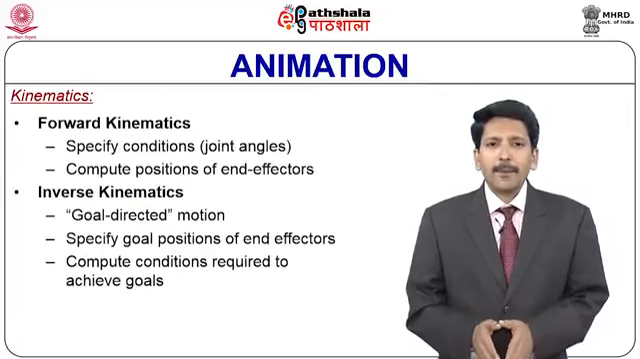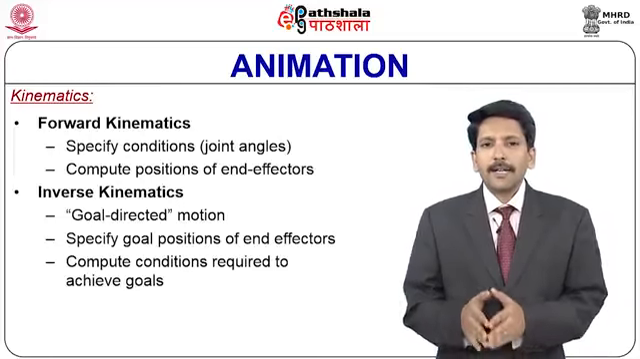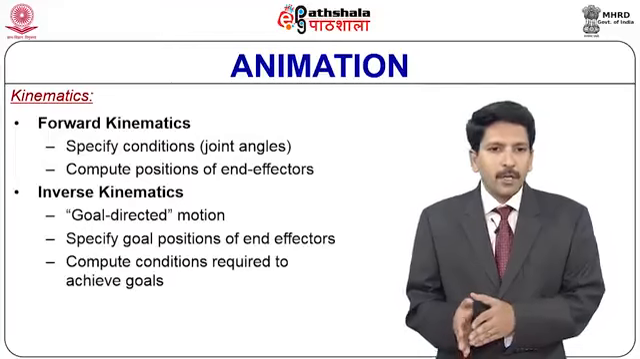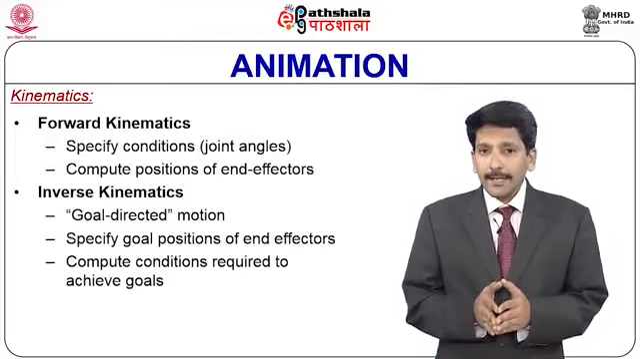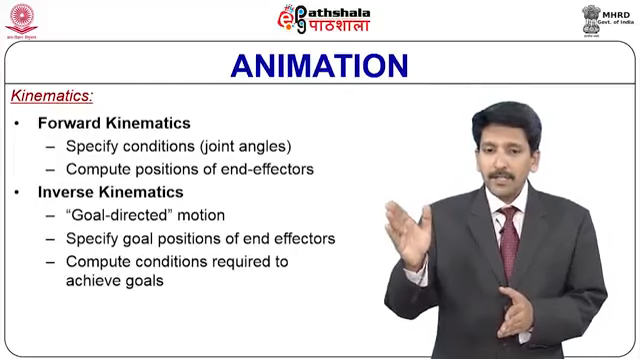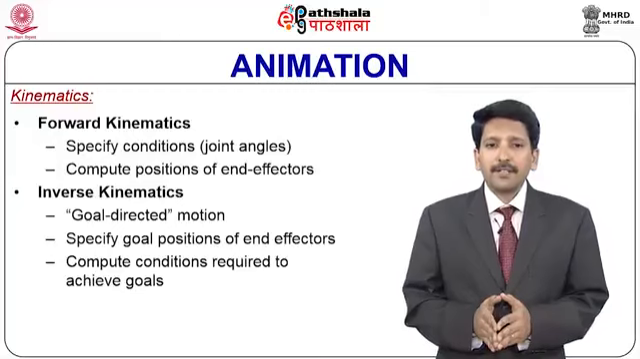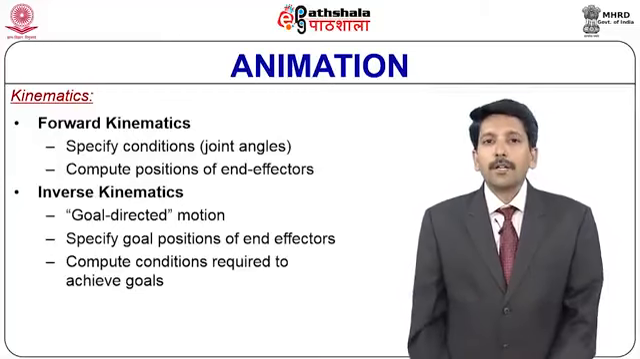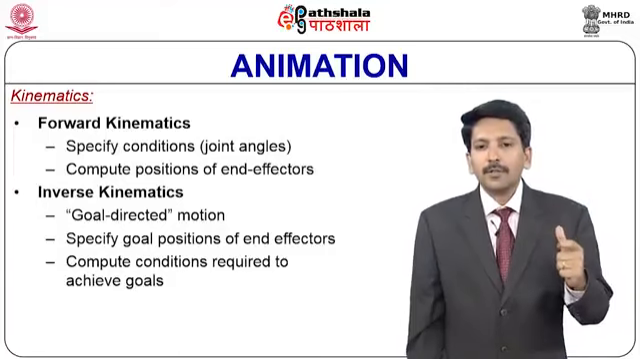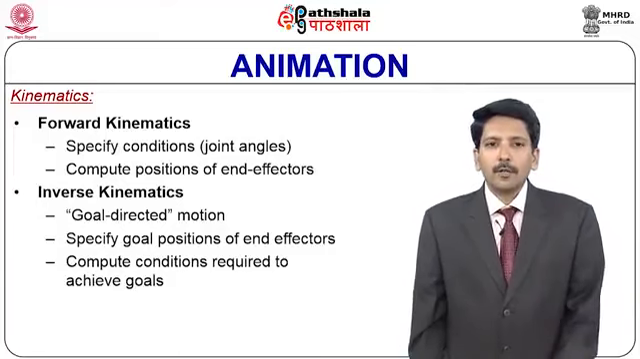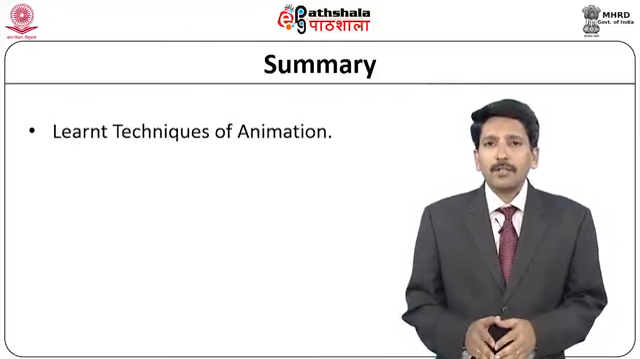As you can see, in a comparison between the two, we specify conditions in forward kinematics and it computes the end effector position. The opposite happens in inverse kinematics. It is goal directed motion, where we specify goal positions of end effectors and compute the conditions required to achieve the goals. So, the goal is defined and the conditions that achieve that goal are to be computed. With this, we come to the end of the discussion on animation.